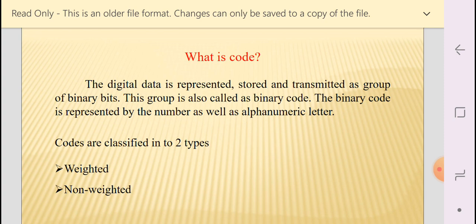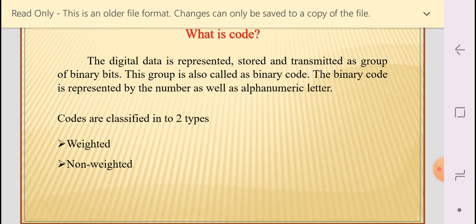So about the definition, digital data is represented, stored and transmitted as a group of binary bits, and this group is also called a binary code, and this binary code is represented by numbers as well as alphanumeric letters, right? And the classification of the codes is of two types. One is weighted code, another is non-weighted code.